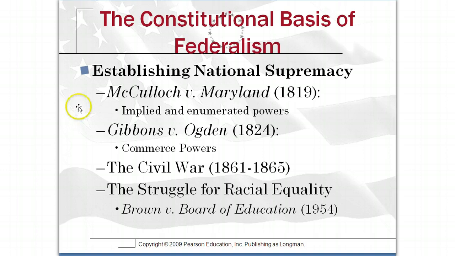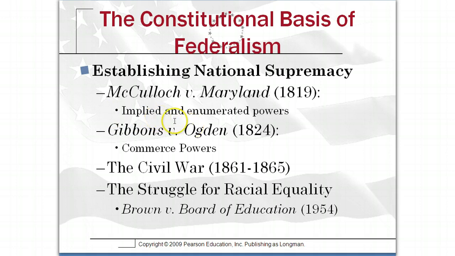Also, we've had some court cases that have established the fact that the national government is supreme. The most important one you need to know is McCulloch versus Maryland. This is another court case where you do not have to learn the details of the case, but just the result. It was a complicated case about banks taxing the national government, and basically the national government won out. The Supreme Court said that even though it's not specifically mentioned in the Constitution, there are implied powers in the necessary and proper clause of the Constitution that give the national government the powers that it wanted.